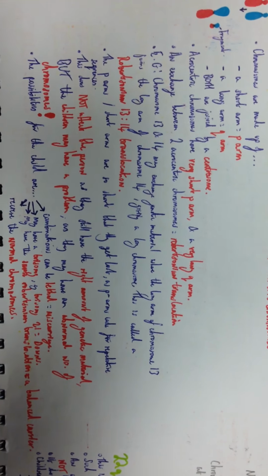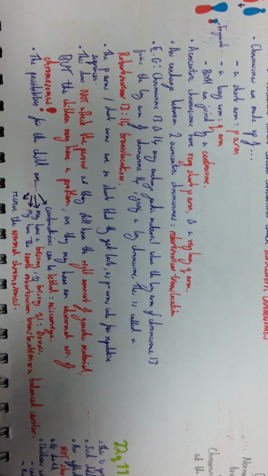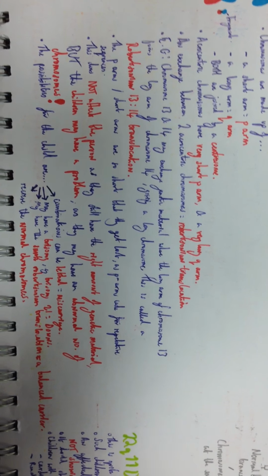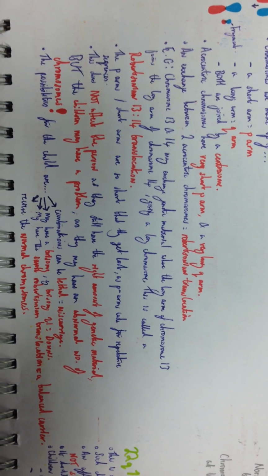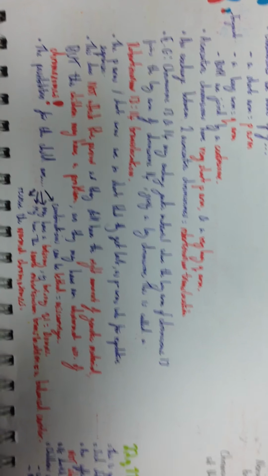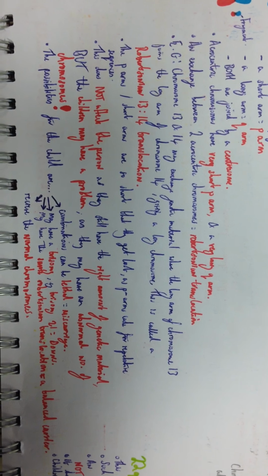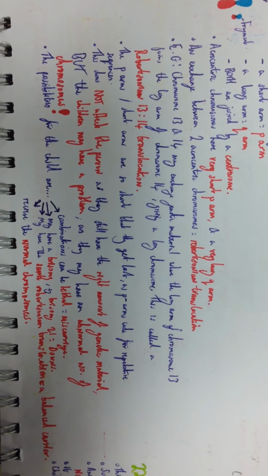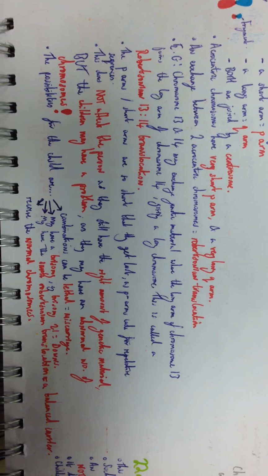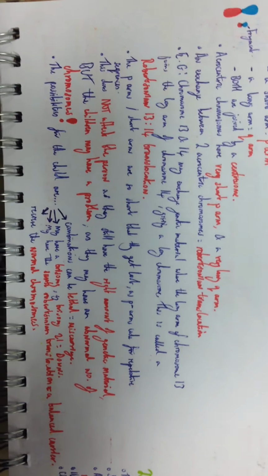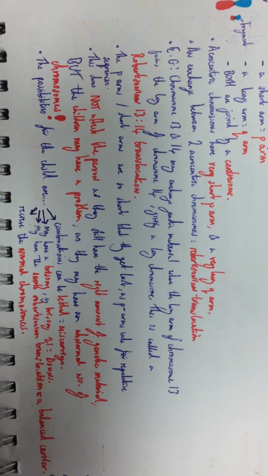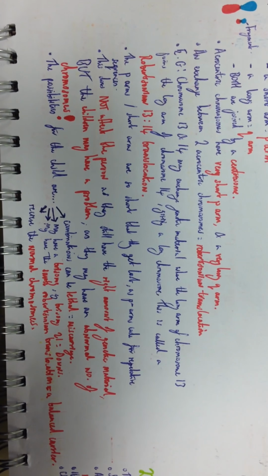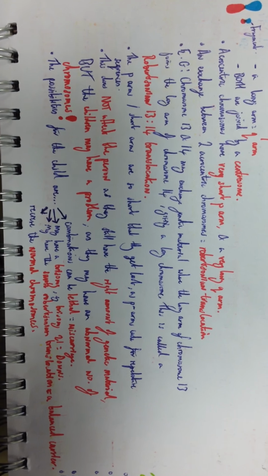Easy peasy. This does not affect the person, as they still have the right amount of genetic material, but the children may have a problem, as they may have an abnormal number of chromosomes. If a Robertsonian translocation occurs in a somatic cell, no problem, as you still have the same number of chromosomes. If it occurs in the gamete, this could be a potential big problem.